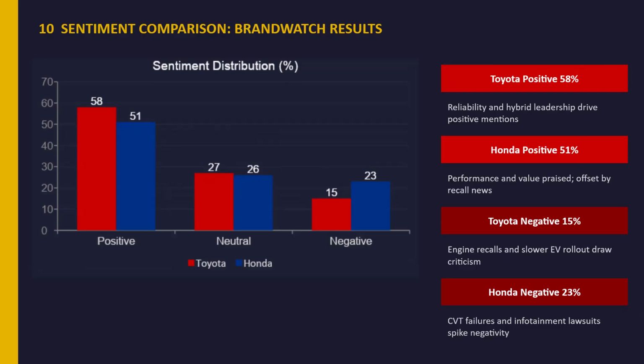All right, the root causes are clear on the right side of the slide here. Toyota's negative content is driven by engine recalls and the BEV competitiveness narrative. However, Honda's higher negativity is fueled by CVT transmission failures and the ongoing infotainment class action lawsuit, both of which generate high volume, emotionally charged content online.